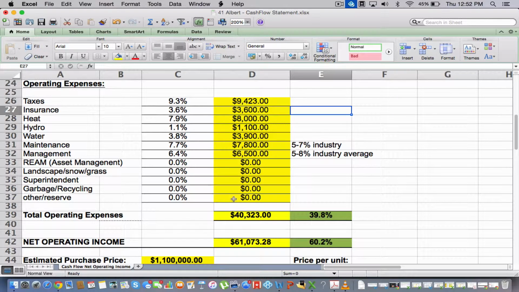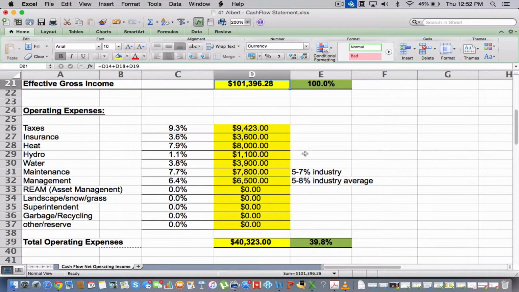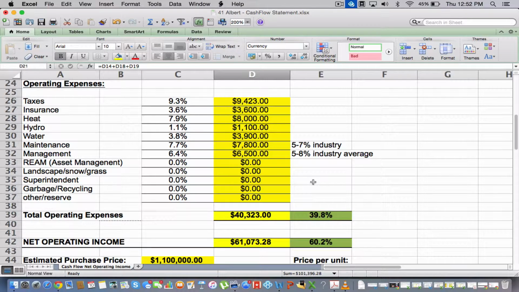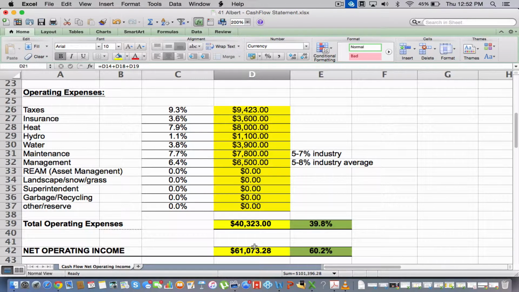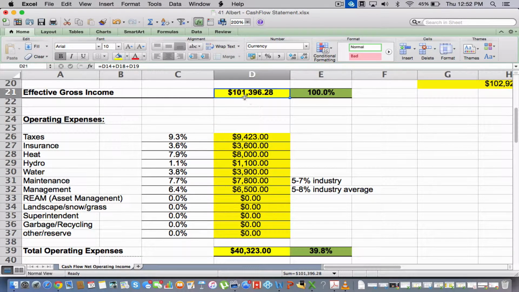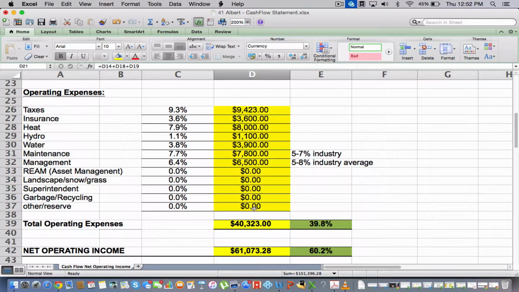Okay, so these are the basic expenses for the building. So that adds up to a total of $40,323, and about 40% of effective gross income. So what's left is net operating income, or a very, very famous NOI. So that means if you had no mortgage on the property, basically you'd be earning about $101,000 a year, and it would cost you just over $40,000 a year to run the building, and you're left with $61,073 in net operating income.